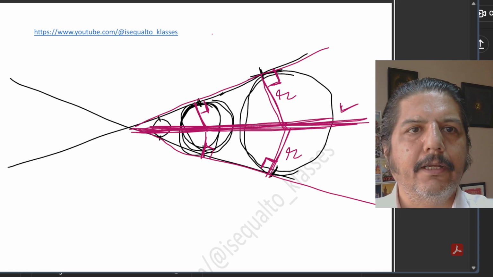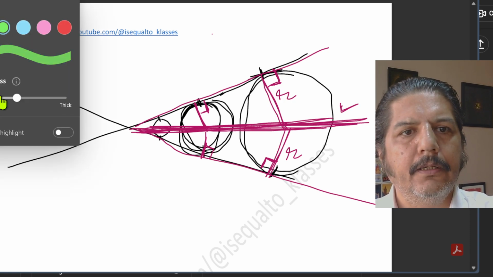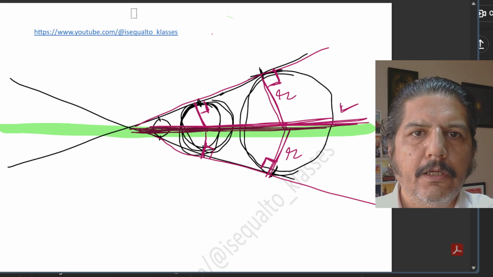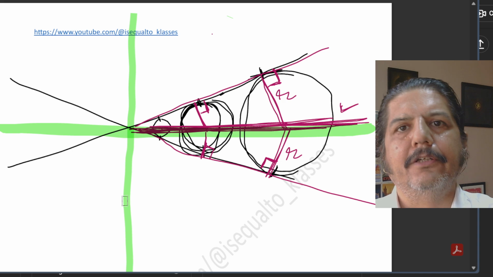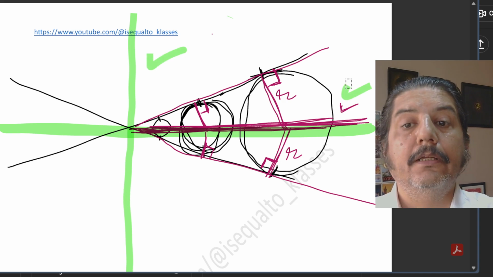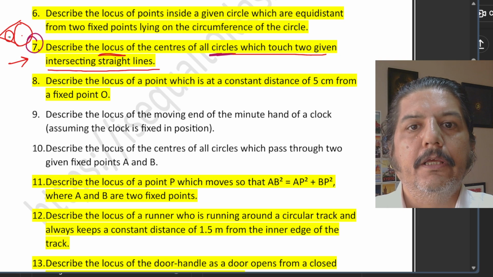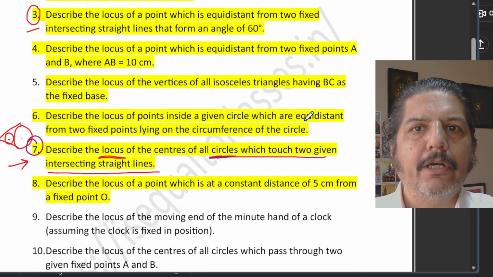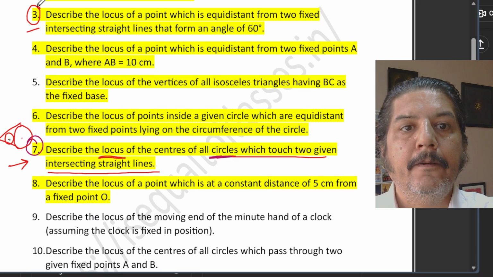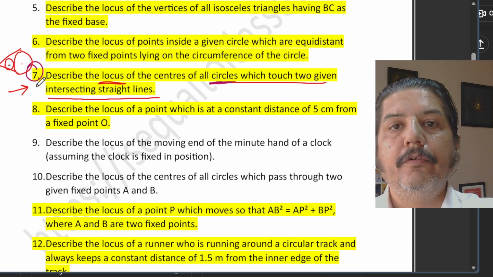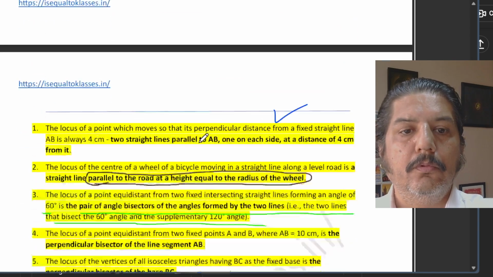So this is one of the lines. Let me use a thicker pen. This is one of the lines which satisfies the condition, and this is another line that satisfies the condition. These two are basically the pair of angle bisectors of these two intersecting lines. Hope this is making sense. If it is not making sense, then try to look at this question again, question number 3: locus of a point which is equidistant from two intersecting straight lines that form an angle of 60 degrees. So let us look at the answer.